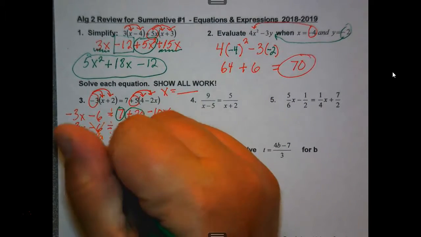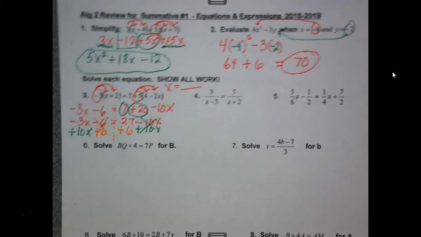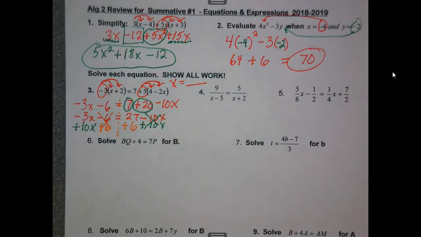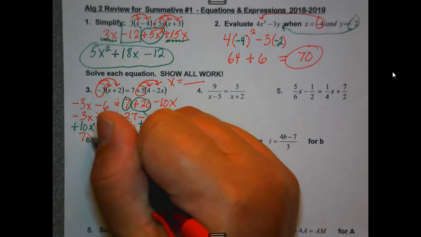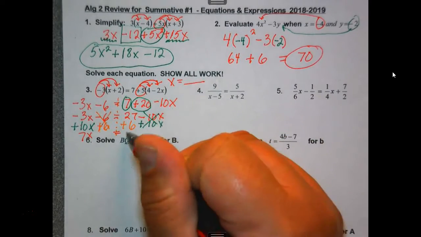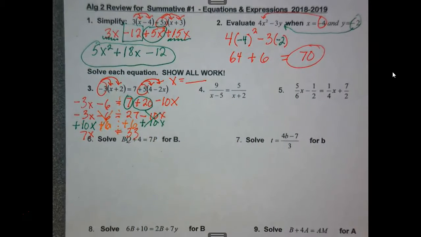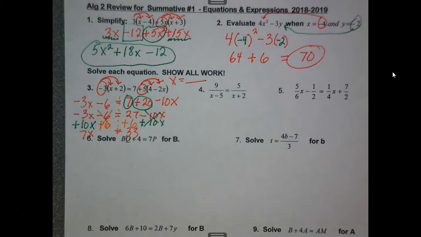I forgot my x. With me? 7x equals 33. Now what? Divide both sides by 7.